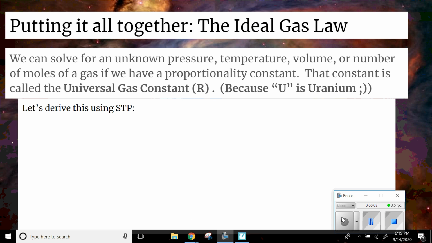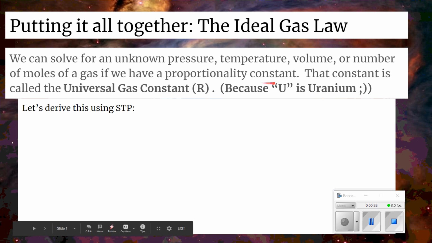Right, let's put this all together. The last gas law, our ideal gas law. Since we know that pressure, temperature, volume, and the number of moles of a gas are all proportional or inversely proportional to each other, we can solve for any unknown one of those variables. And we can solve for it if we know something called the universal gas constant. It has the symbol R, because U is used for uranium.